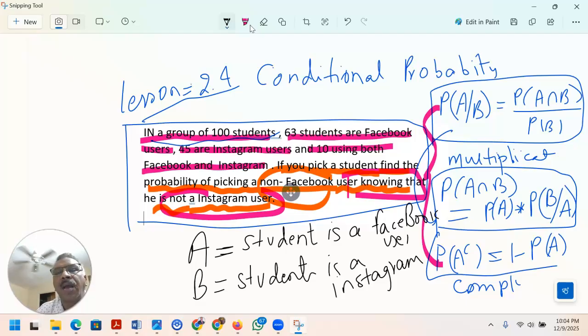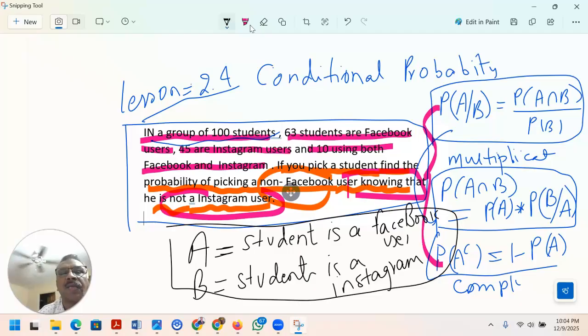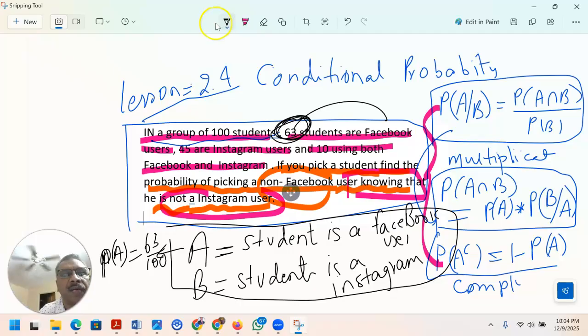I'm going to take a new page, and I have to remember that there are 63 Facebook users. So n of A, the number of students, is 63. First of all, we'll write the probability that a student is a Facebook user. That means 63 out of 100, so it is 63 divided by 100. I'll keep this as it is, even though it is 0.63.